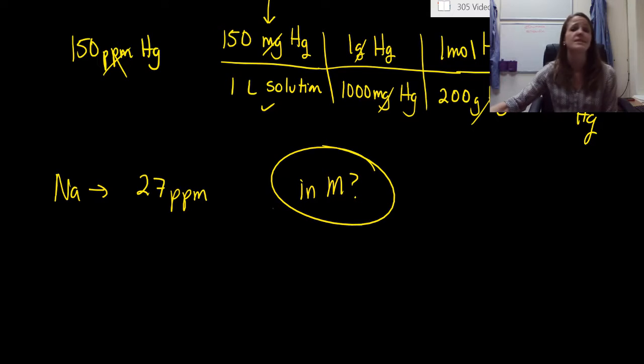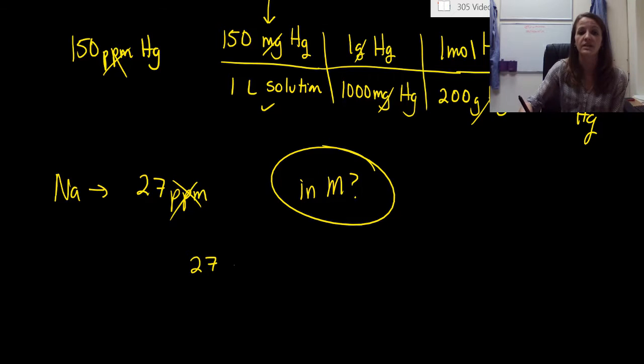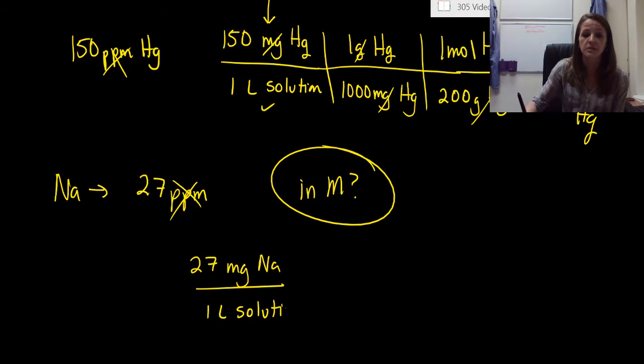All right, did you get an answer? Hopefully you did, because it's the exact same process as we did just before in the last question, but just in case you're not there yet, let's work through it together. So the first thing we want to do is get rid of ppm. That's not a useful unit for us. So what we want to do is say we have 27 milligrams of sodium per every 1 liter of solution. And so now we're trying to get to molarity. So our solution is good at the bottom. The only thing we need to change is our milligrams.